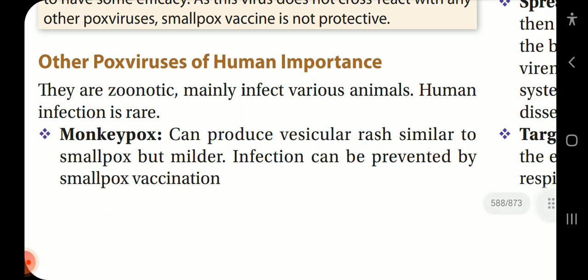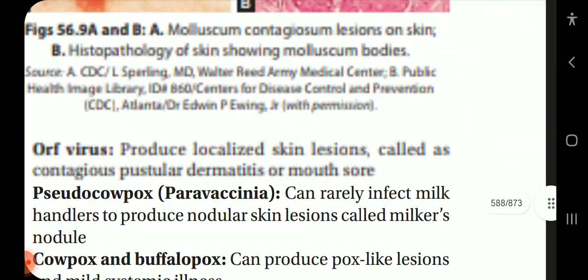Other pox viruses of human importance are zoonotic and mainly infect various animals. Human infection is rare. For example, monkeypox can produce a vesicular rash similar to smallpox but milder. Infection can be prevented by smallpox vaccination.